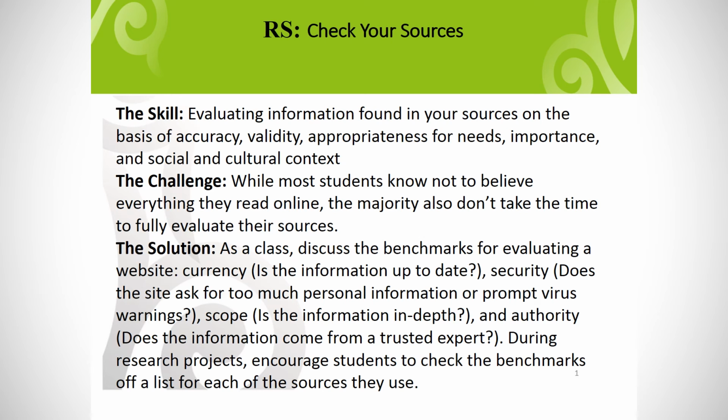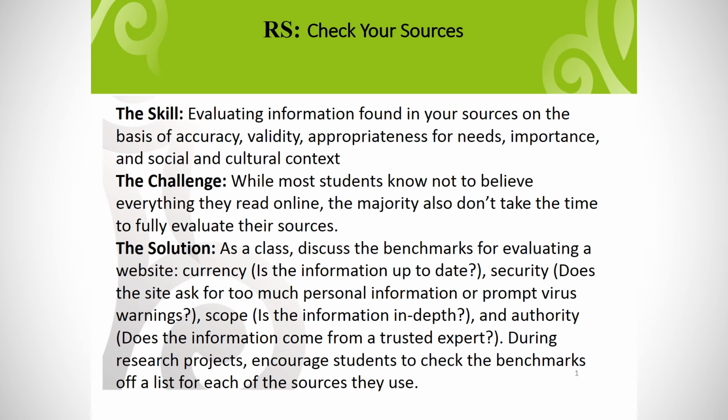The solution: as a class, discuss the benchmarks for evaluating a website: currency, security, scope, and authority. During research projects, encourage students to check the benchmarks list for each of the sources they use. To develop this research skill, you can suggest that your learners use the RAVEN strategy from Global Perspectives and Project subject. Learners work on reputation, ability to see, vested interest, and neutrality of the sources they use.